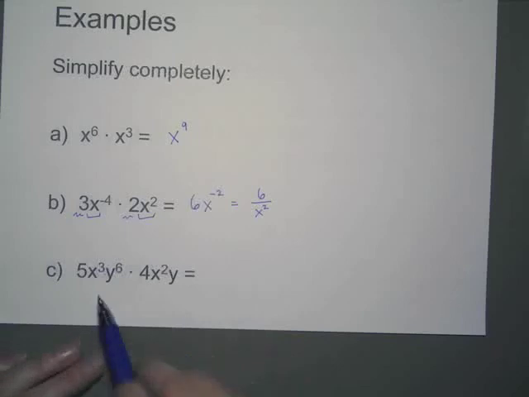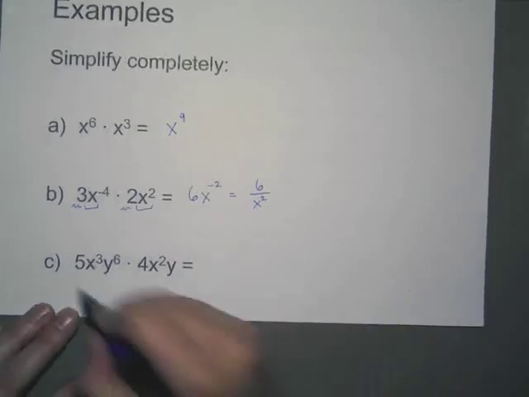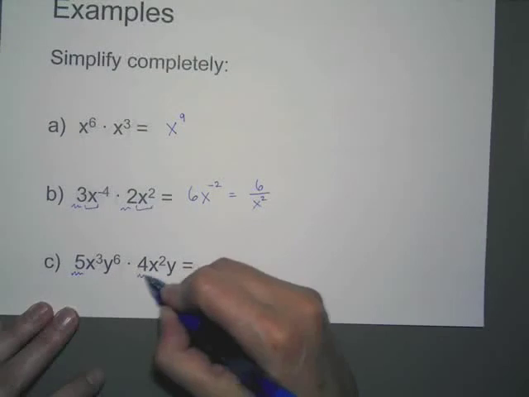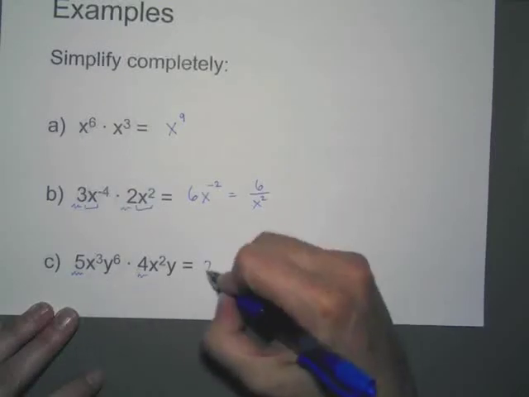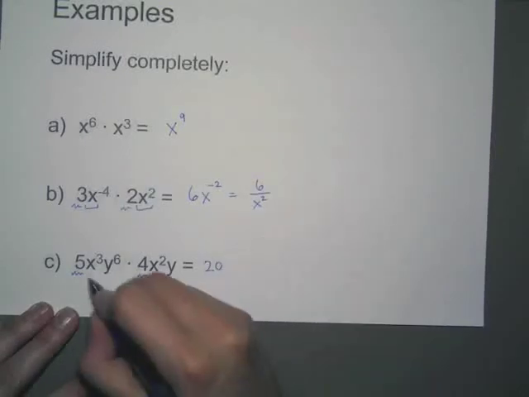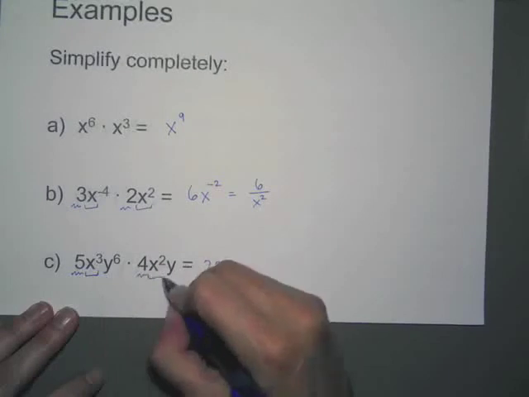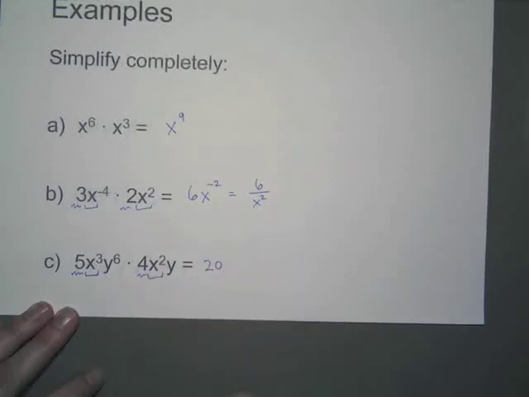Here I see I have x's and y's in the problem. All right, so it makes it a little bit trickier. Again, we've got coefficients. The 4 and the 5 here that are the coefficients of my terms are going to get multiplied together. 4 times 5, or 5 times 4, sorry, is 20. Then I'm going to deal with my x's. I see x to the 3rd power, and x squared. I'm going to add those exponents.